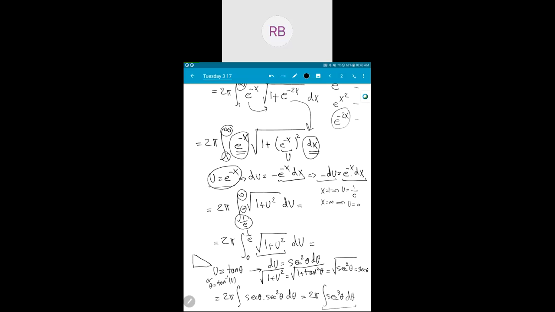Just like I said, if you remember to substitute back, remember, if you do this integral, it's going to be an integral in terms of theta, like the antiderivative of this guy is in terms of theta. If you remember to substitute back and rewrite it in terms of u, then you can just apply the limits of u, 0 to 1 over e.